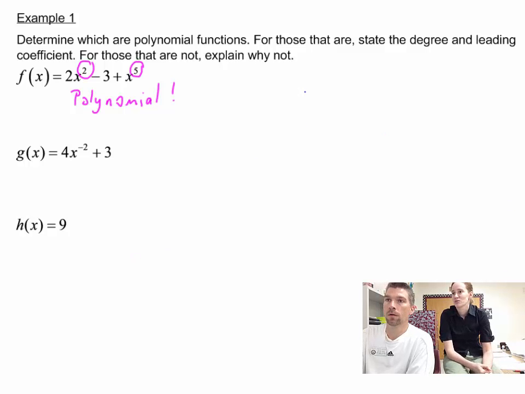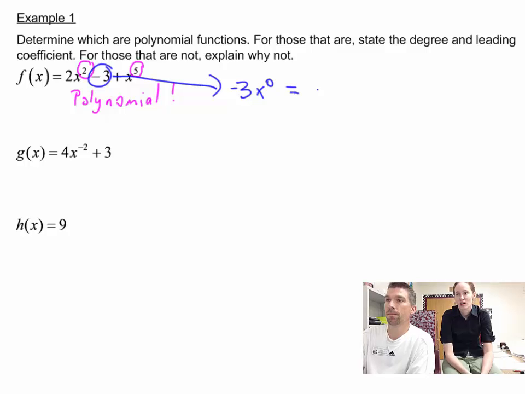Let's talk about degree. The degree of the polynomial is the biggest exponent. Just a quick reminder. Yeah, that's why this is a polynomial. Okay, the degree of a polynomial is the biggest exponent. The biggest exponent in this case is 5 right there. So the degree of this polynomial is 5.